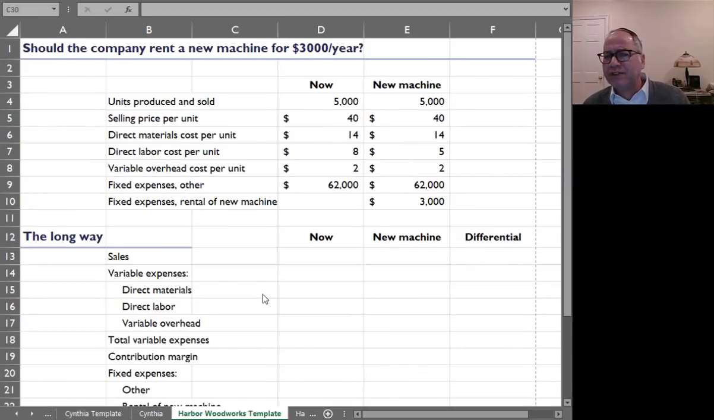Now let's do more of a business problem. Should the company rent a new machine for $3,000 a year? And I'm leaving out a lot of the details. If you want to read the details and all the entertaining names and things that the book comes up with, then you can read the book. You should read the book anyway.